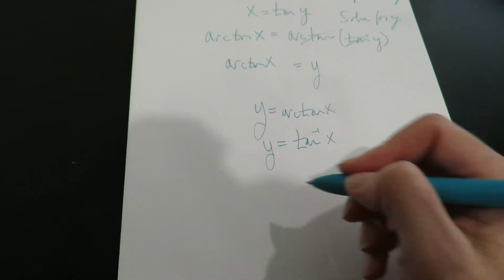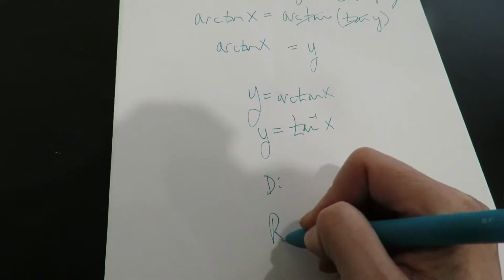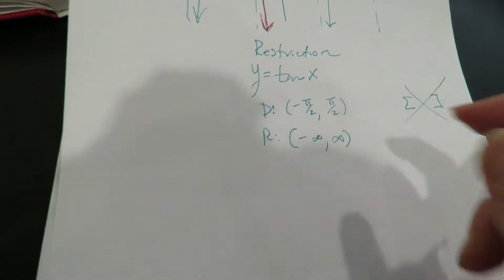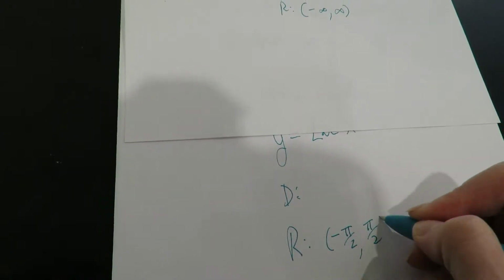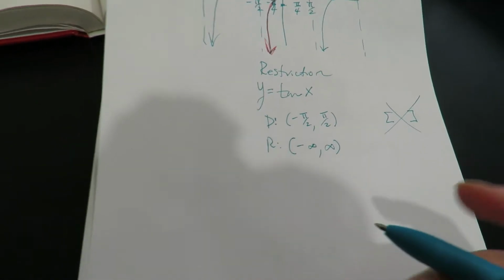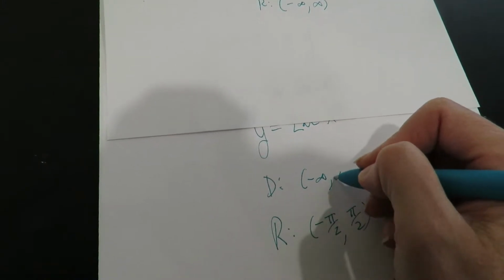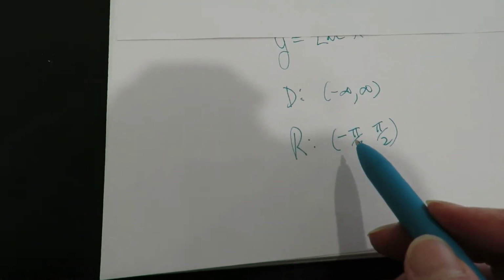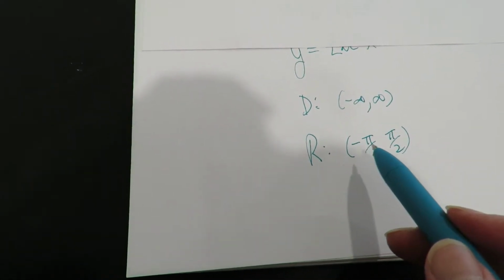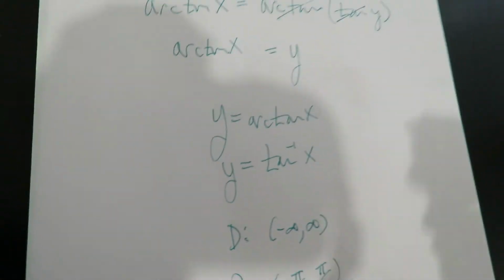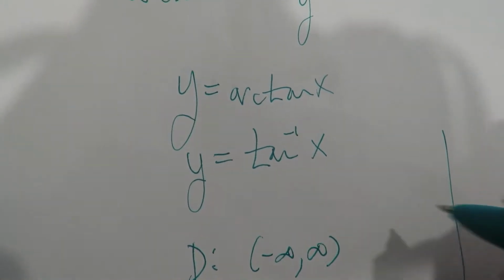Okay, so the domain and the range. We have to swap the domain and the range from the original. So the domain becomes the range, and the range becomes the domain. So this function will output angles between negative pi over 2 and pi over 2, but not including those end values. So you've got to be really careful when you do this one.